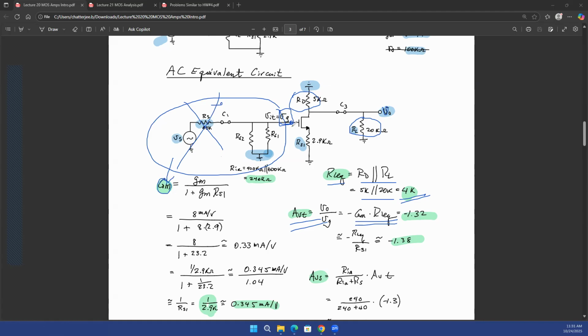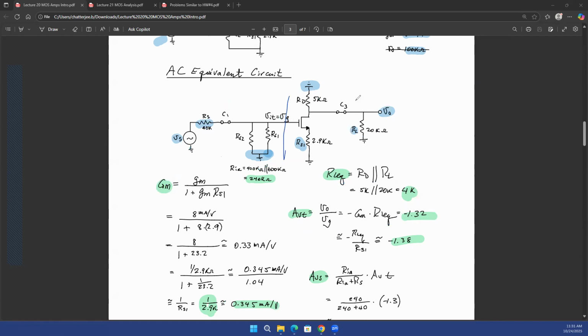So GM is only considering the point that the gate of the MOSFET is, you get some voltage at the gate of the MOSFET, and after that the MOSFET converts it to current, and then you multiply that with the output resistance, you get the output voltage. So this voltage gain, VO over VG, that's going to be GM times R equivalent. That is just 0.0345 multiplied with 4K. That gives you minus 1.32. But that's just the gain from the gate of the MOSFET to the output of the MOSFET. It's not the gain from the input voltage source to the final output voltage.